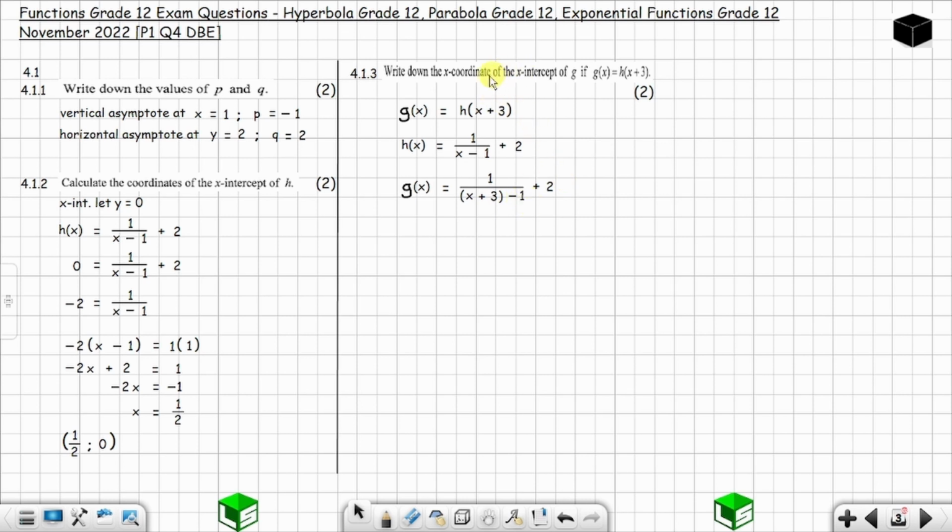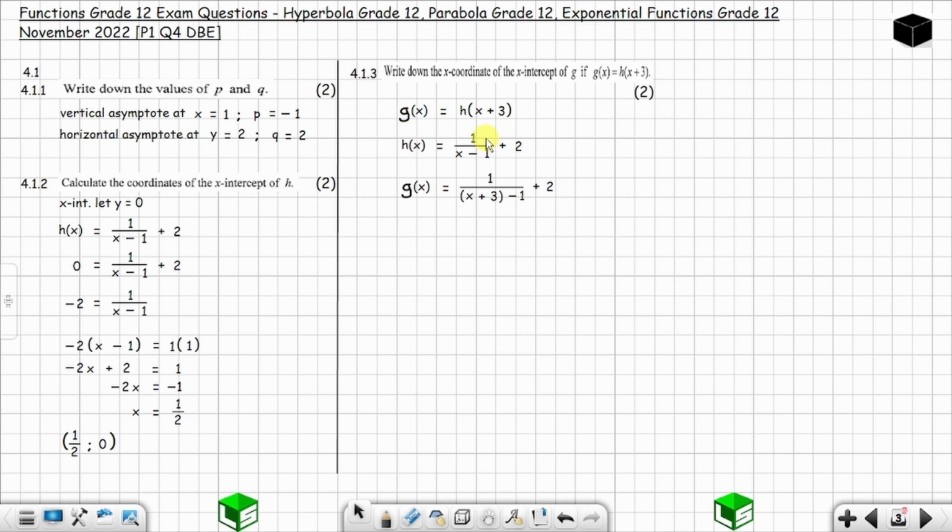If you want to get the x coordinate of the x-intercept, if you pay attention to the equation of h of x and g of x, you can see that there is actually a horizontal translation, a translation by 3 units to the left. You don't need to do all the calculations. To obtain g of x from h of x, there is a translation horizontally by 3 units to the left. When there is positive, it is to the left. When there is negative, it is to the right. Remember that from our lessons on hyperbola.